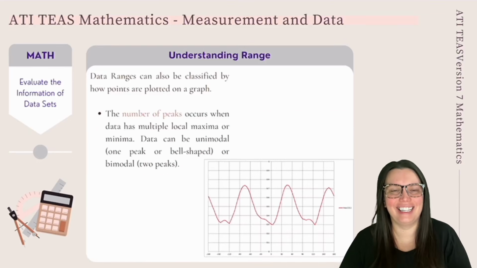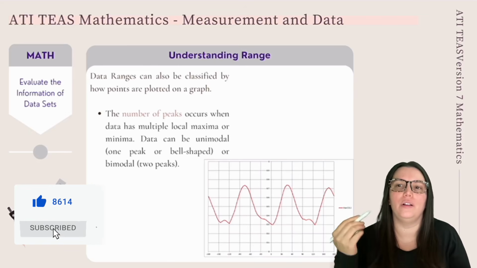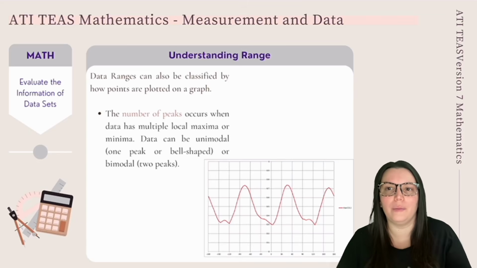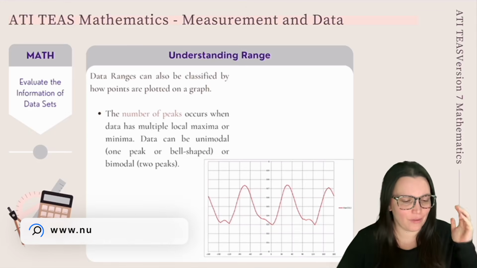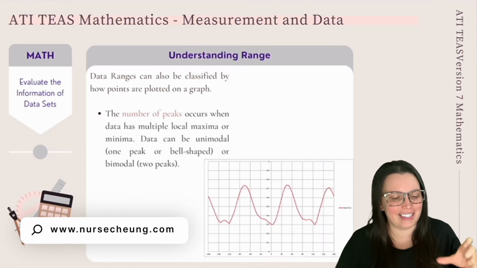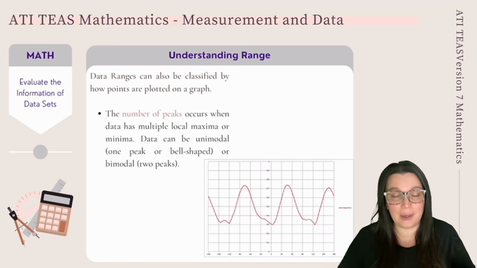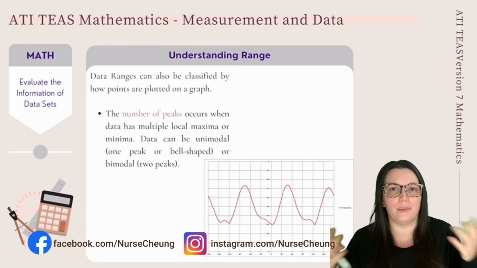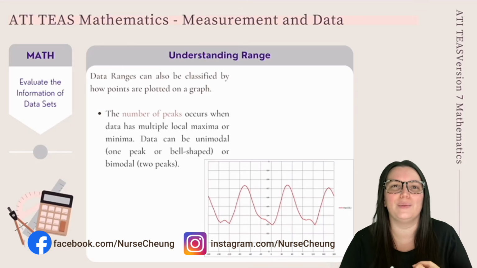Then we have number of peaks, and this occurs when data has multiple local maxima or minima, right? So data can either be unimodal, meaning that there's one peak or bell-shaped, or it can be bimodal, meaning that there's two peaks. If you actually take a look at this, it's interesting that this looks like an arterial line, right? This looks like the information that we would be getting from our arterial line. And as you can see, we have multiple peaks, right? So that would be classified as multimodal. However, just for this example, they usually want you to know unimodal as well as bimodal.